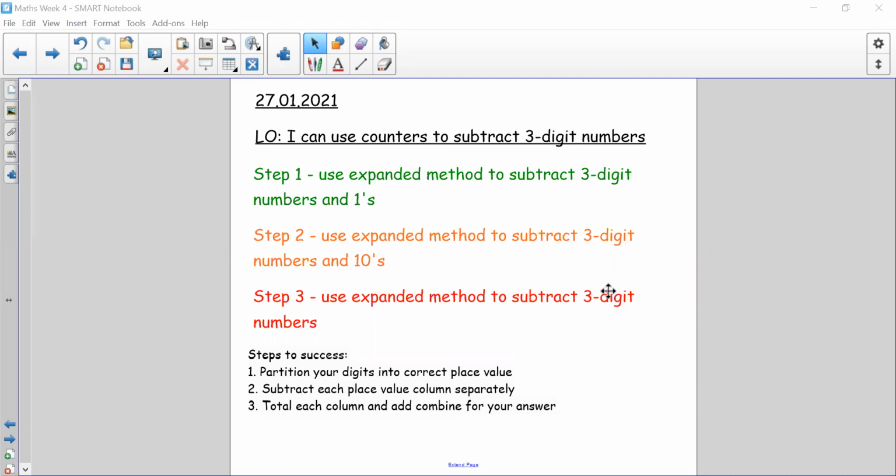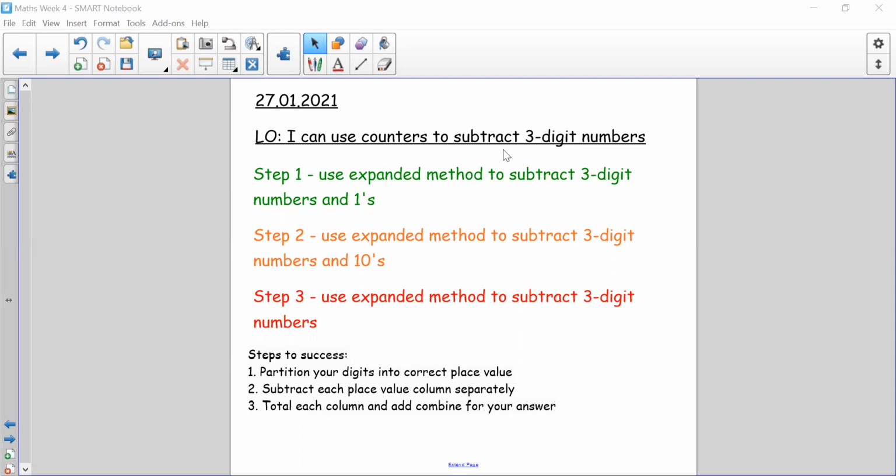Okay, today we're going to move over to three-digit numbers, subtracting with three-digit numbers, and we're going to use counters again to support us. So we are going to use expanded method to subtract three-digit numbers and ones. We are going to use expanded method again to subtract three-digit numbers and multiples of tens. And then for step 3, we're going to use expanded method to subtract three-digit numbers from each other. We will be using expanded method, but we will also have counters alongside to assist us.